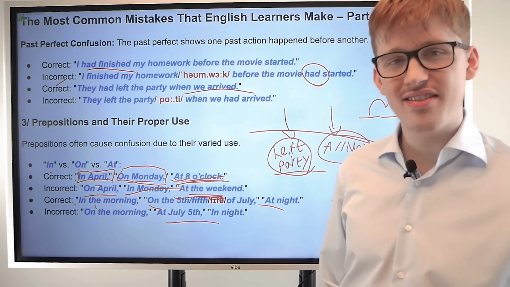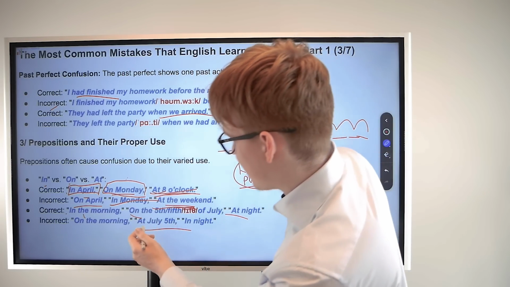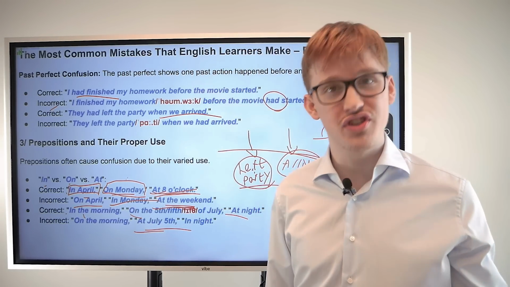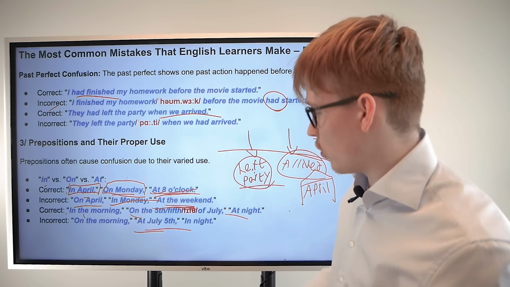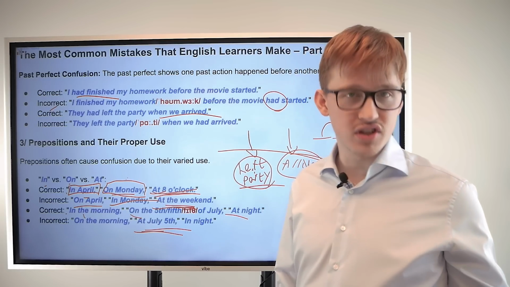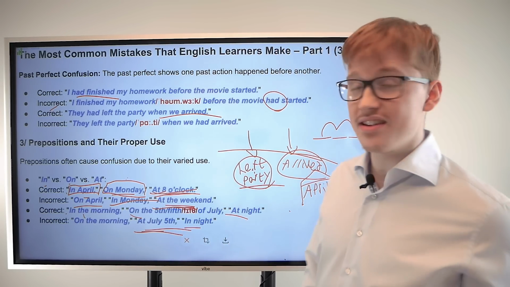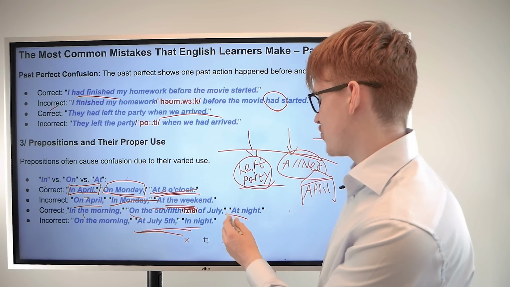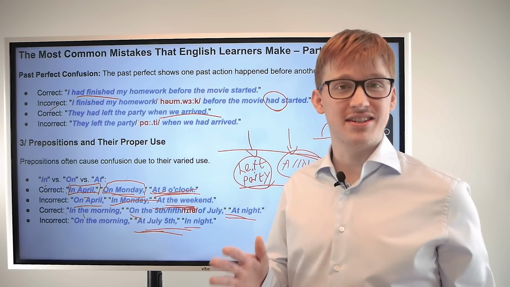At July 5th is wrong because we should say on the 5th of July. Remember, there's a bit of a word order difference here, but you could say on July 5th, on the 5th of July, something like this. And last but not least, in night, as we said before, should be at night. In night, at night, just practice the right one.